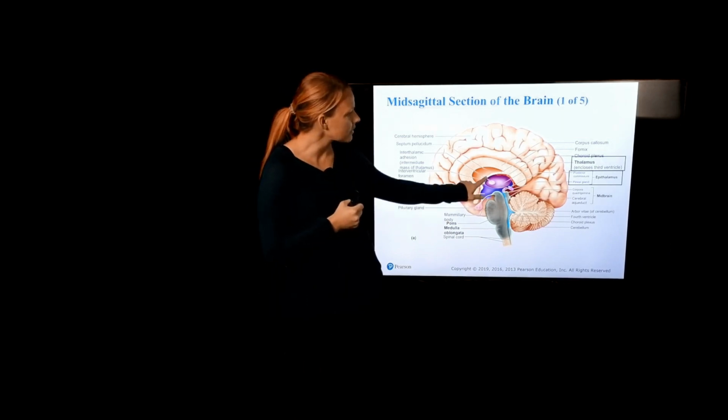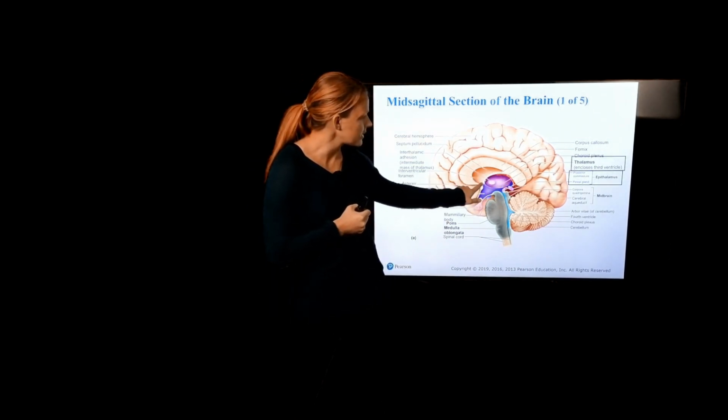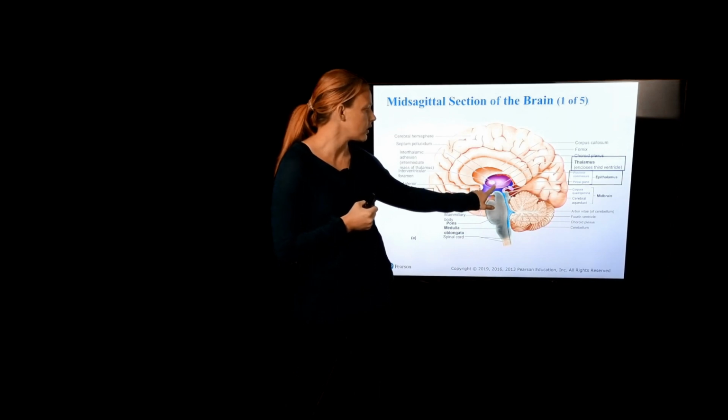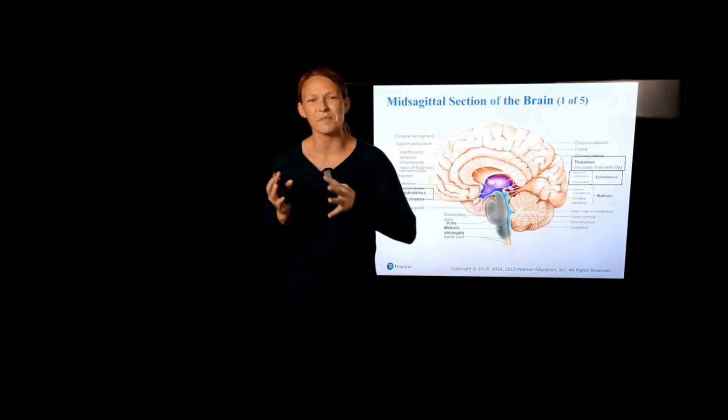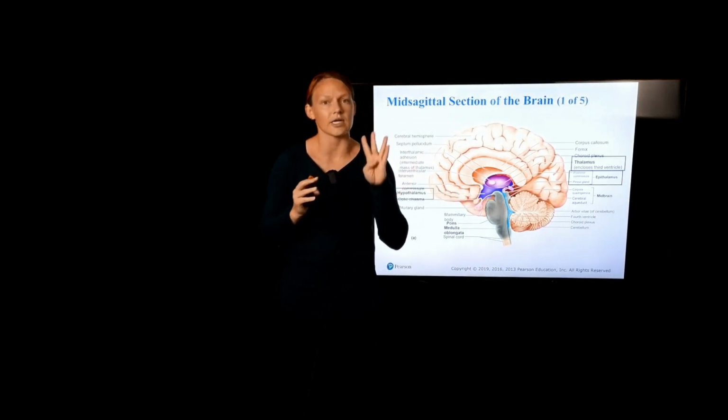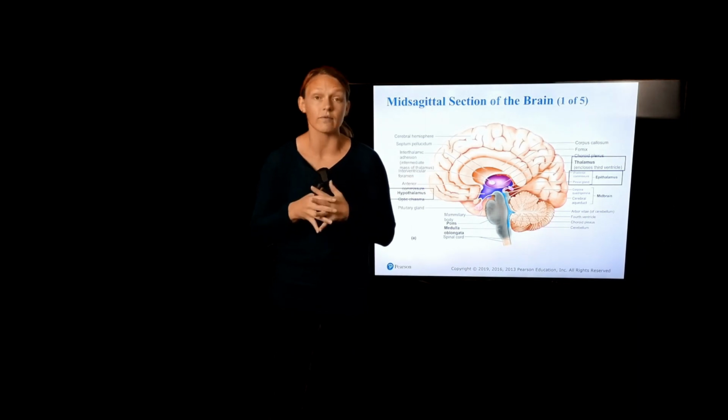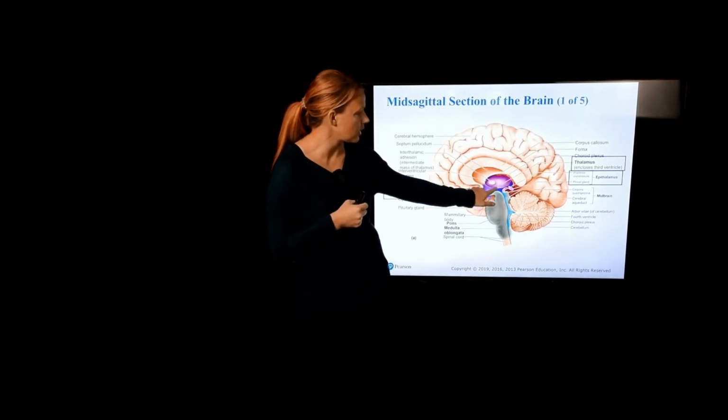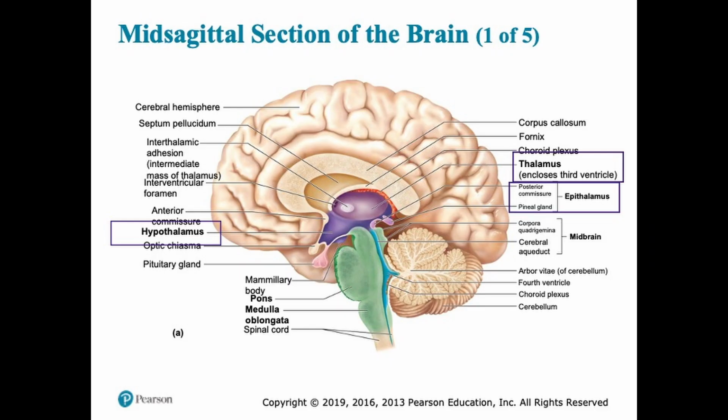And we're going to begin by talking about the thalamus, which is right here. It encloses that third ventricle. If you remember back in our previous lecture, how I talked about the 4 different ventricles of the brain. So that thalamus encloses that third ventricle.